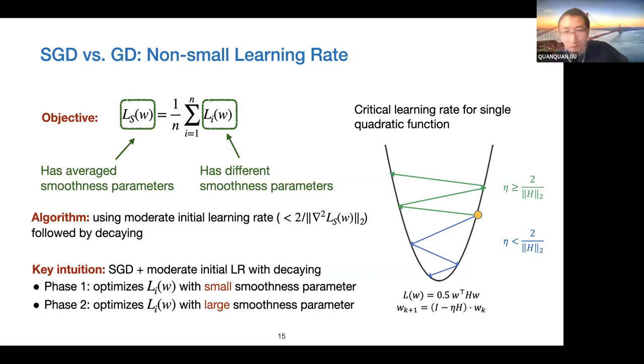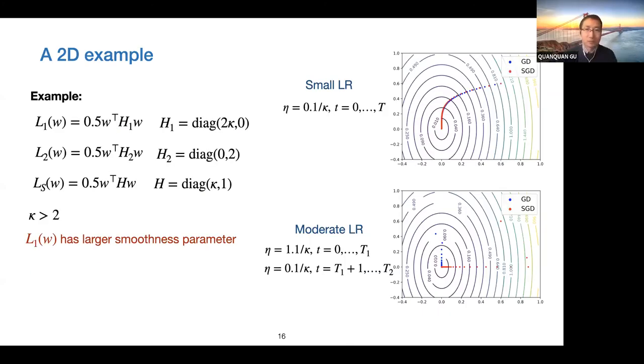Okay, so to give you a more concrete example, let's consider a two-dimensional example. This example is very artificial, but it gives you a lot of insight. Okay, so let's define two loss functions, L1 of W and L2 of W. Each of them is a quadratic function. So L1 of W is parameterized by H1. H1 is a Hessian. This Hessian is a diagonal matrix. The first element is 2 times kappa. The second element equals 0. Okay. And for H2, it's also a diagonal matrix. The first element equals 0. The second element equals 2.